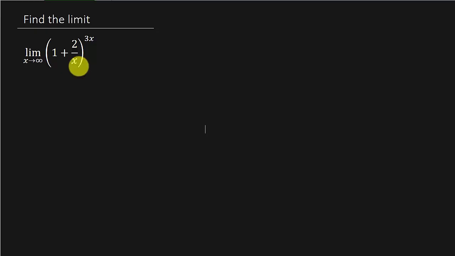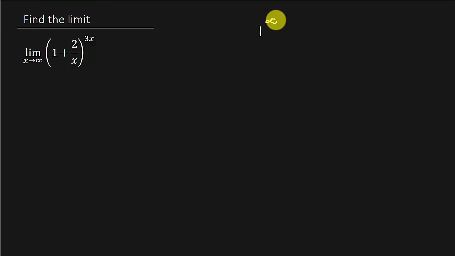If we actually take the limit of this thing as x goes to infinity, this term right here goes to 0 because the denominator is getting larger and larger. And so that goes to 0, and so this in here would just be 1. 1 plus 0 would be 1. And this is going to infinity. So we have 1 raised to the infinity.